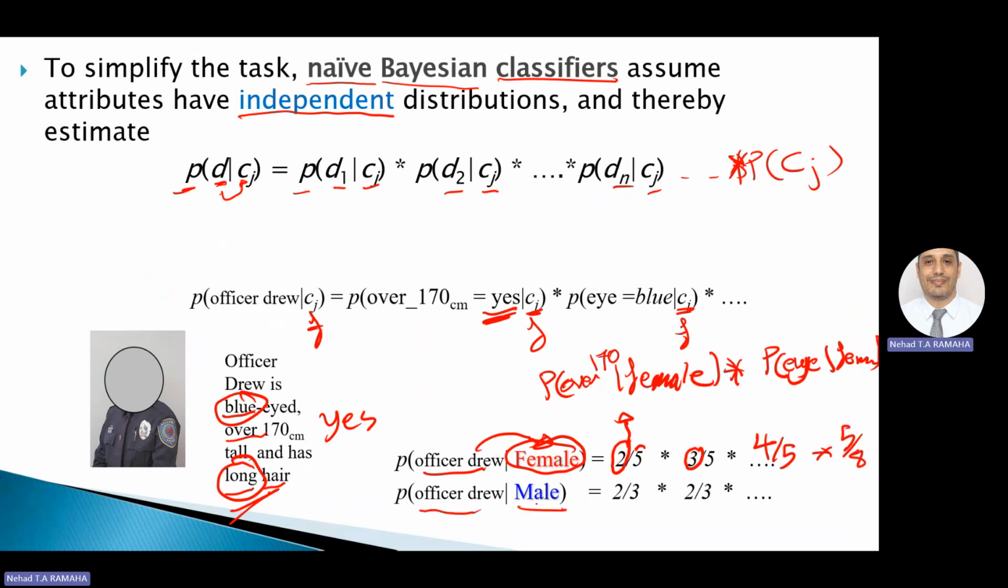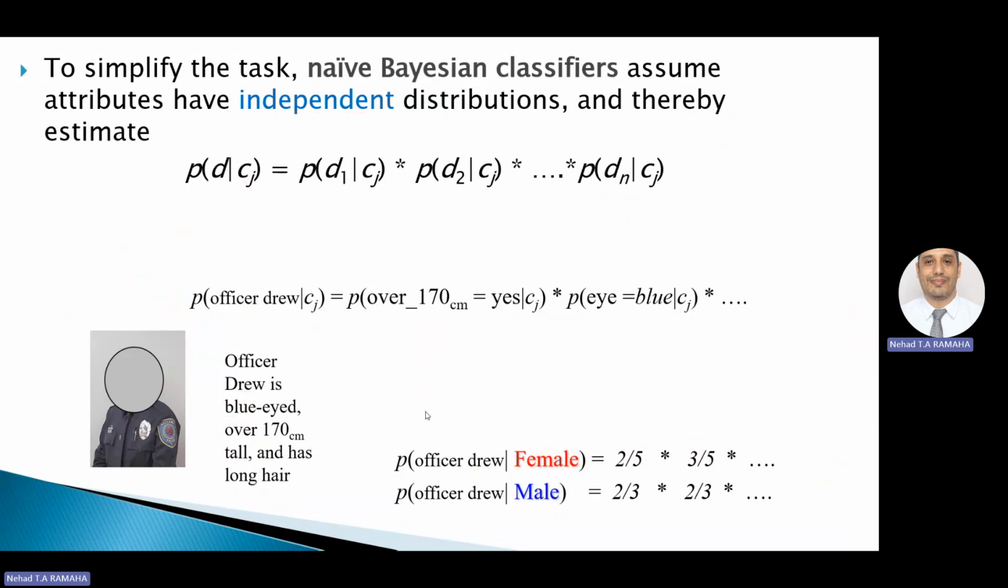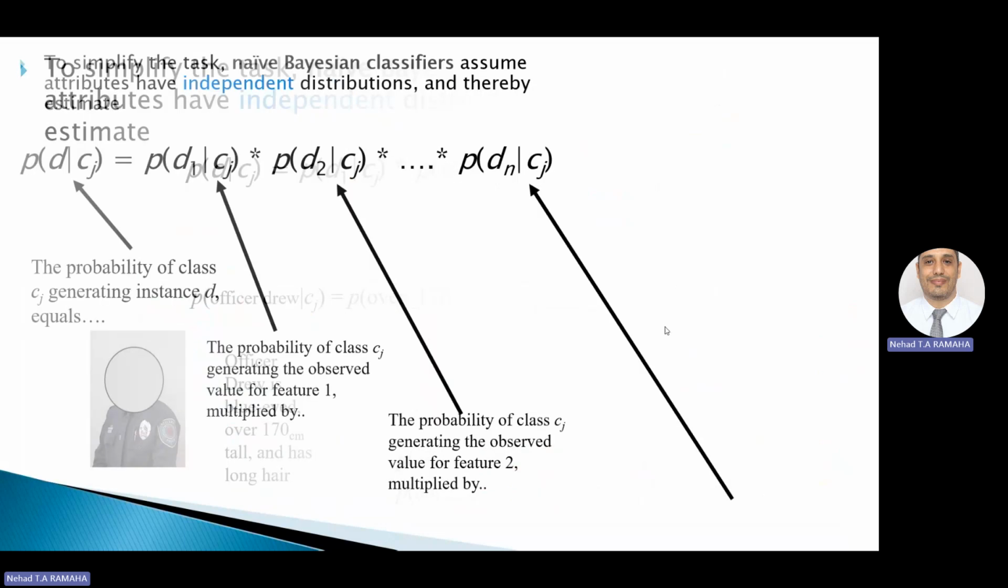Officer Drew, is he male? So the probability of the first one, which is over 170, and now we speak about and what? And male. So we speak about male here. Let me change the color.